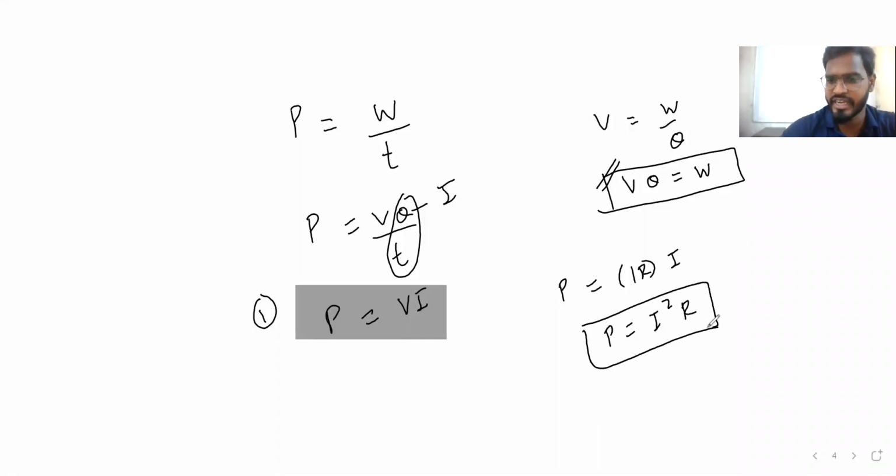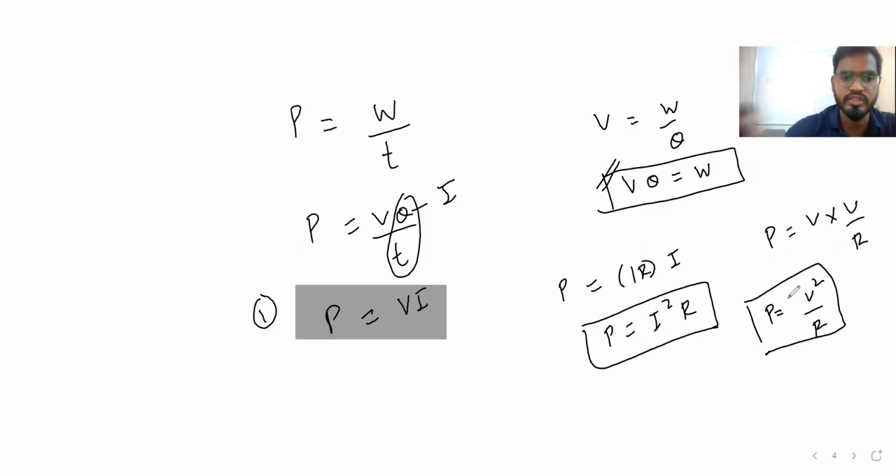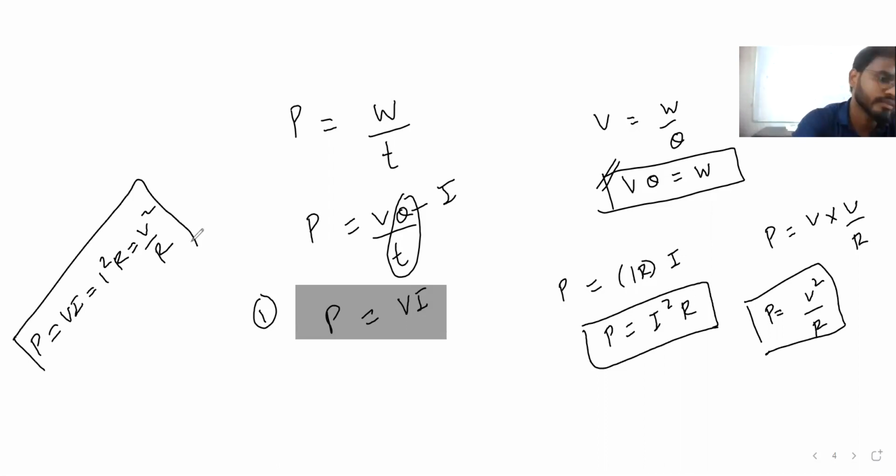One more formula: I is equal to V by R. Then power is voltage into V by R, so V square by R is equal to power. So ultimately three formulas are there: VI, or I square R, or V square by R. We should learn these three formulas properly. These three formulas are easy only.